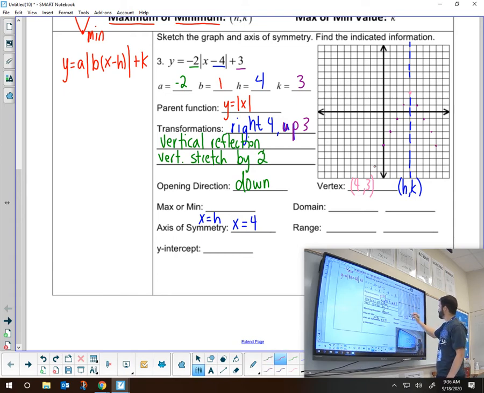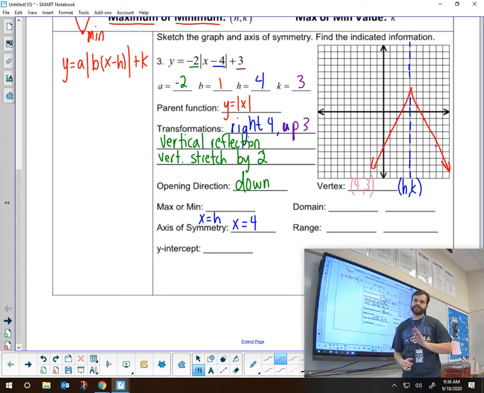So now I can draw what my graph looks like. And once again, it does not have to be perfect. It does not have to be exact, but we're able to draw what my graph looks like, and that's helpful.